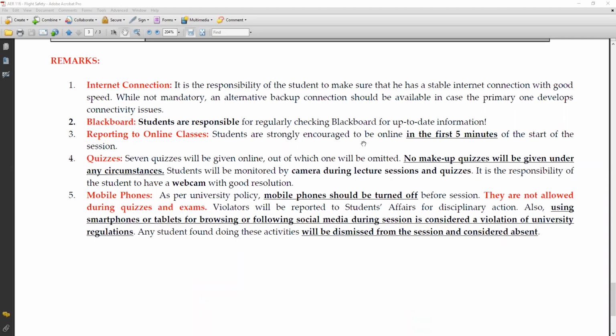Now, reporting to the class should take no longer than 5 to 10 minutes maximum. I will try to make sure that I don't take the attendance at the beginning. I will try to take it after 5 to 10 minutes, maximum 10 minutes. After that, you are considered either late or absent.